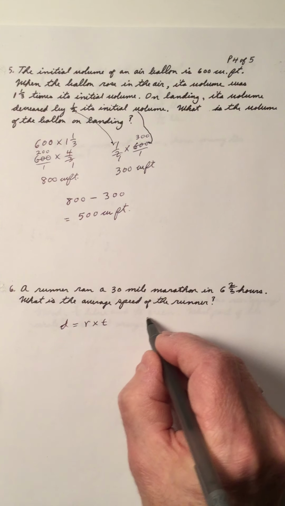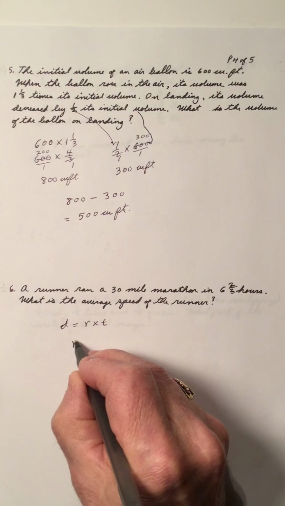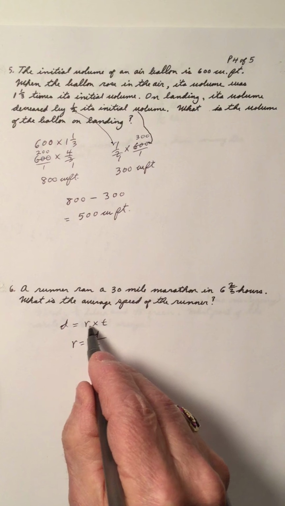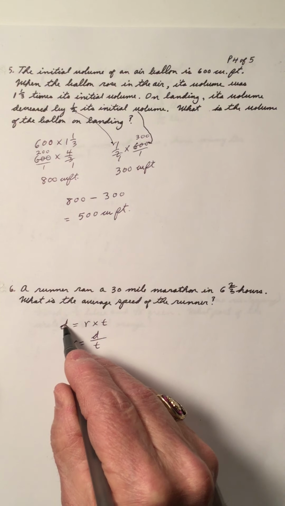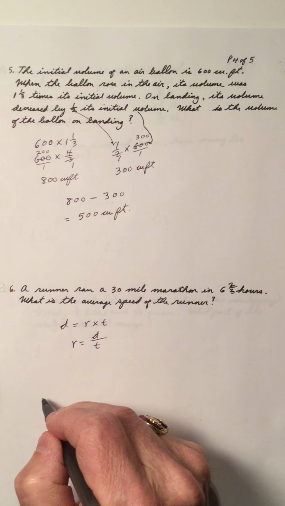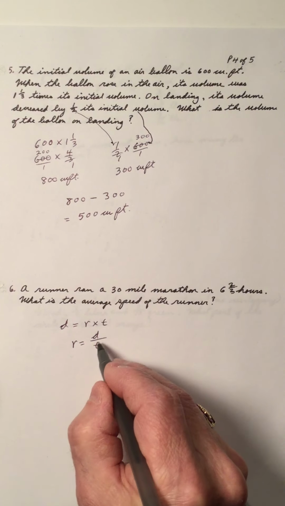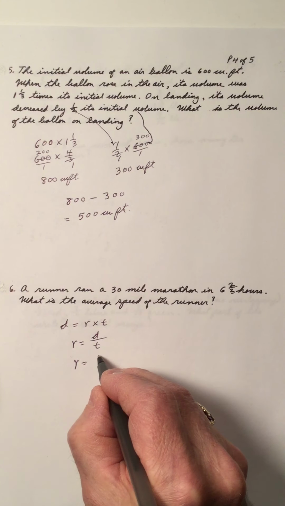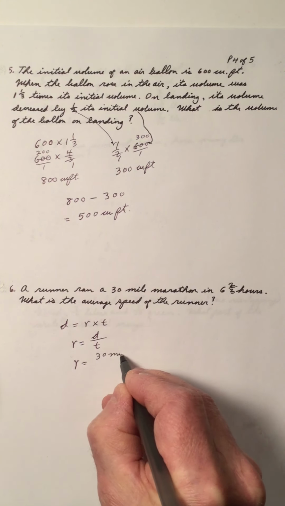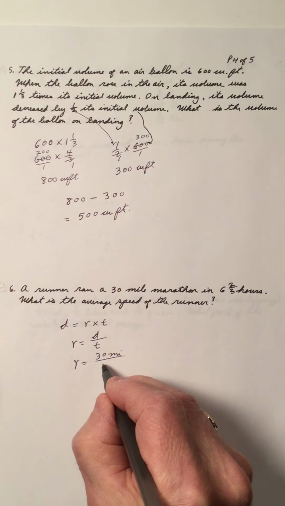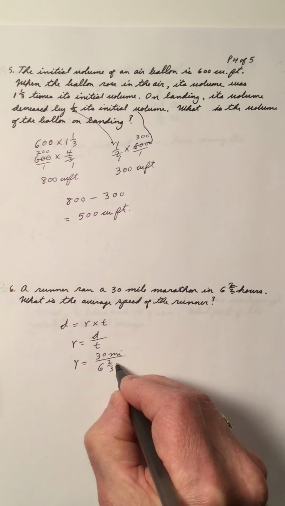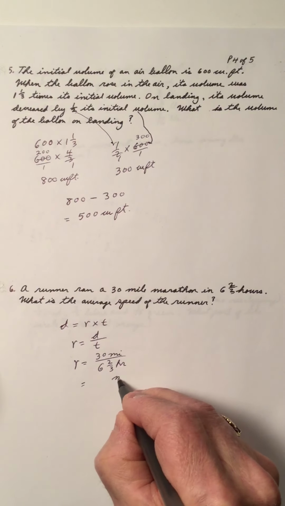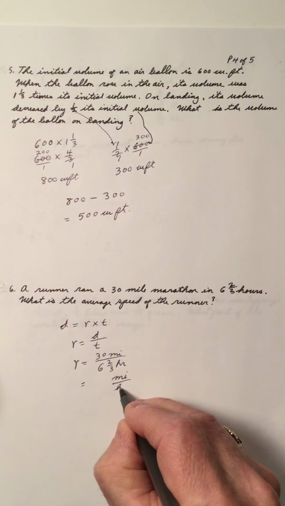So that's your R. The rate is your distance divided by your time. If that's a multiplication, then if I divide the distance by the rate, I'll get my time. Sorry, if I divide the distance by the time, I'll get my rate. So the distance is 30 miles, MI for miles, and the time is 6 2/3 hours. If I work that out, I will have miles per hour.